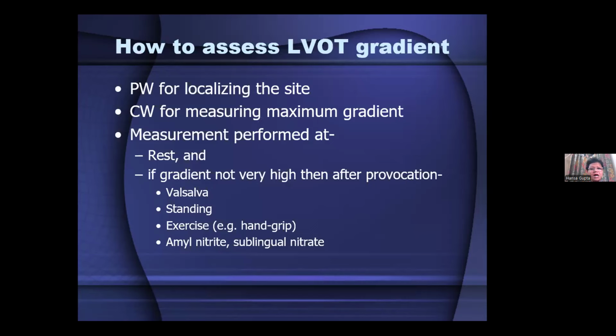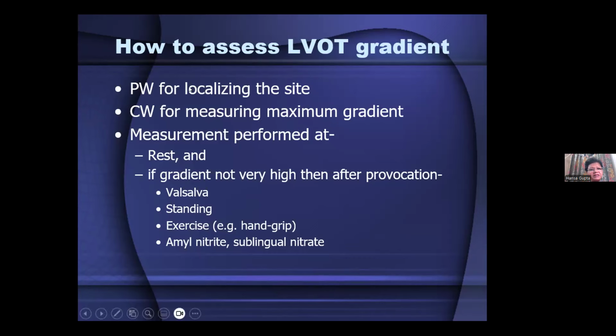So now, how will you assess the LVOT gradient? Let me see. Okay, so for this, you should do a stepwise approach. First, put the continuous wave Doppler across the LV to find the maximum gradient. Once you identify the maximum gradient, you need to know where this gradient is coming from. Is it from the LV outflow tract, or from the mid cavity, which is also possible in mid cavitary obstruction? So then you will go step by step.